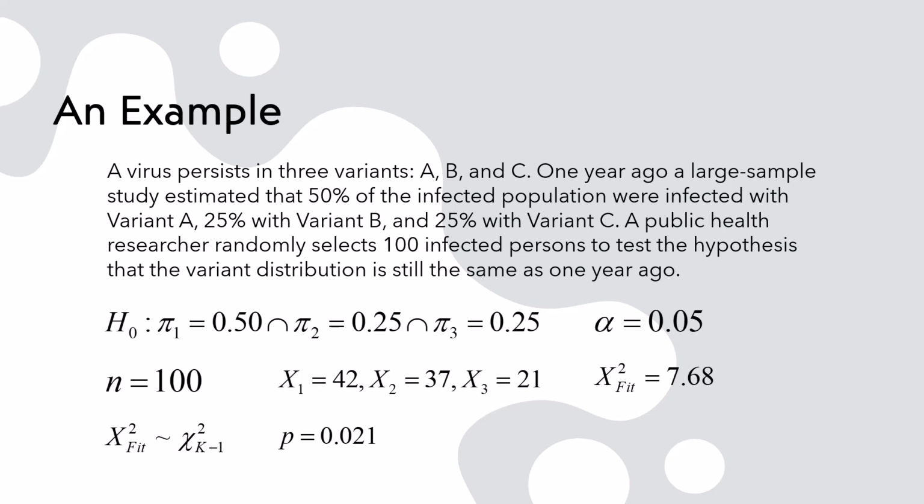What is that distribution? I do not know that for sure. I can make my best guess using maximum likelihood estimates, and doing so, I have my estimate of pi1 as 0.42, which would say that 42% of the population that's infected were infected with variant A, 0.37 were infected with variant B, and 0.21 or 21% were infected with variant C. What I have just done is used my goodness of fit statistic with an asymptotic distribution. That is, asymptotically, it will approach a chi-square with k minus 1 degrees of freedom.